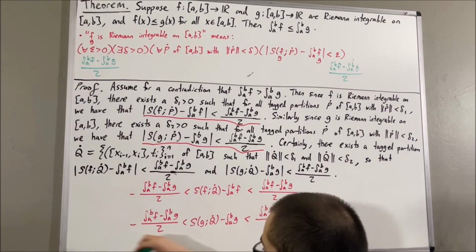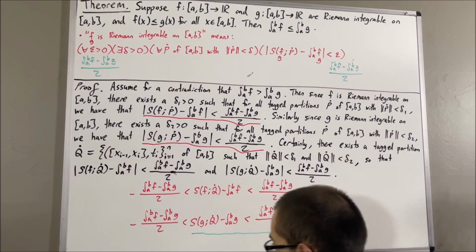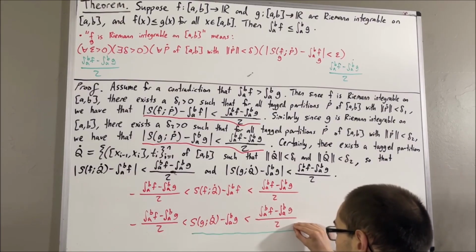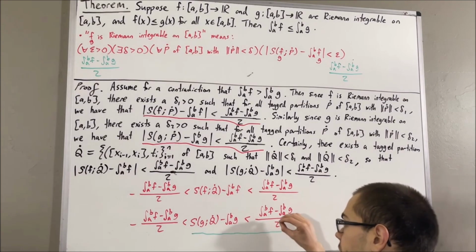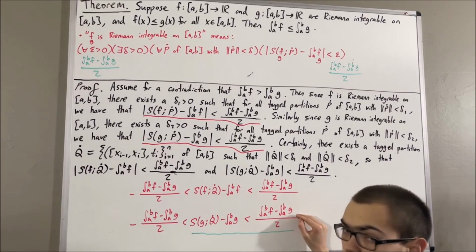Now notice, if we focus on the right-hand side of this inequality, and we add the integral of g to the other side, then we can combine it with this fraction, and we're going to get the integral of f plus the integral of g over 2.